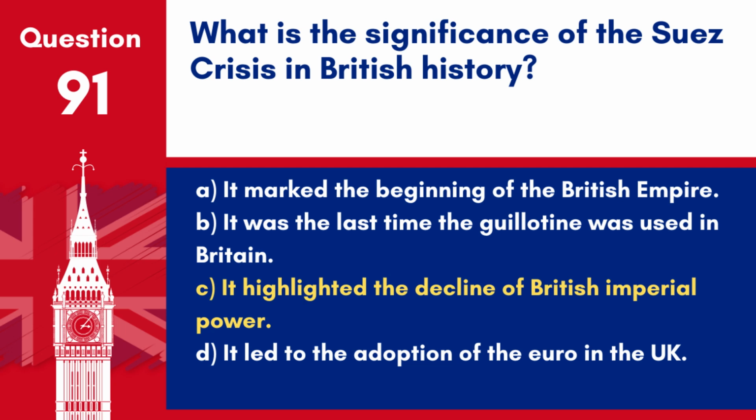The Suez Crisis of 1956 was a pivotal event that underscored the limitations of Britain's ability to act independently on the world stage and signaled the decline of its imperial power.